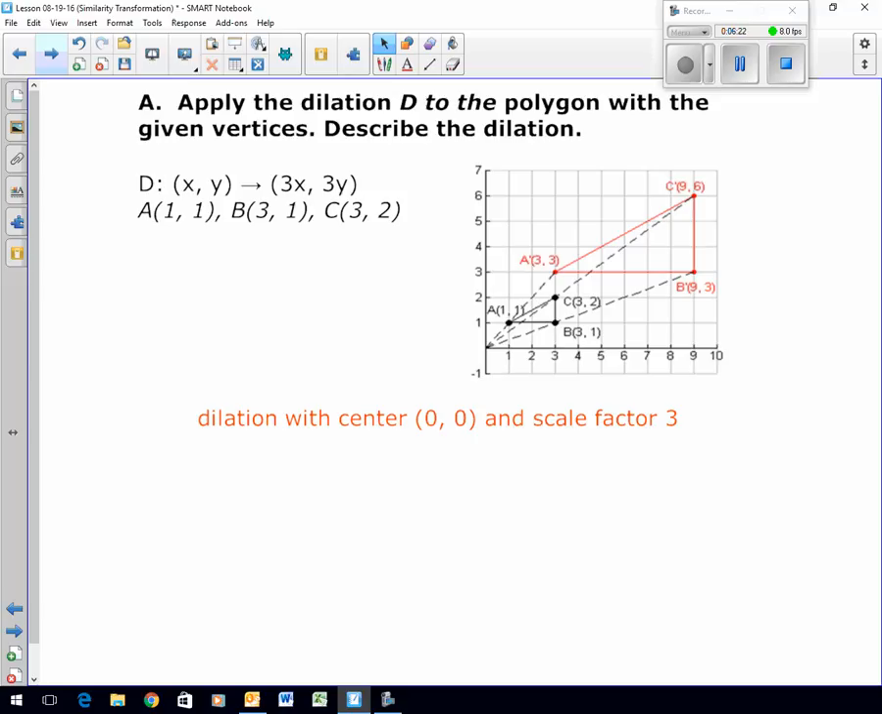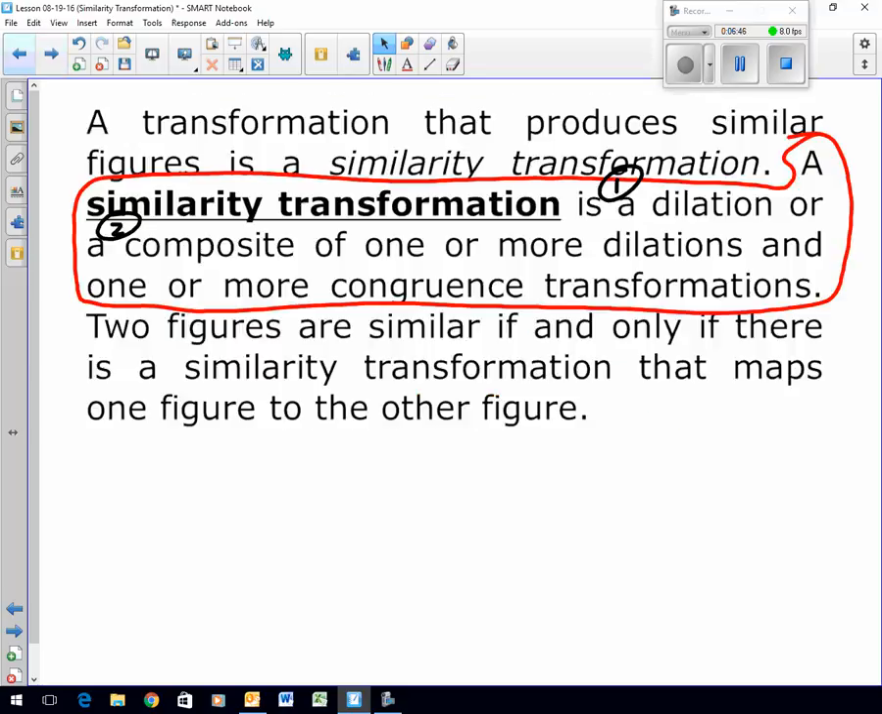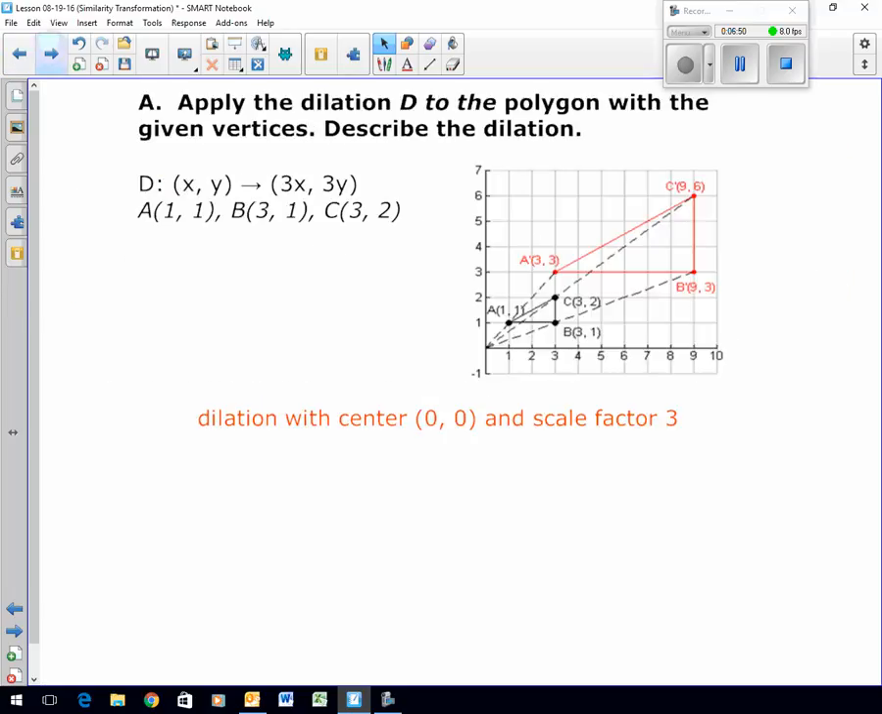3 times 3, 3 times 1. So over here, 9, 3. 3 times 3 is 9. 3 times 2 is 6. 9, 6. Yes or no, is this a similarity transformation? Yes. It's a dilation. Remember, that first thing we talked about, a dilation is a similarity transformation in and of itself.